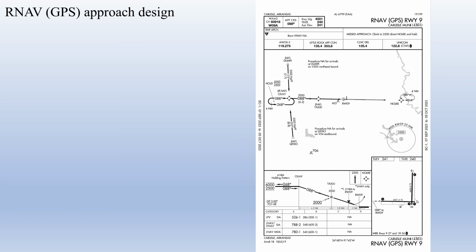There are also approaches that are designed in a similar manner to the T-shaped approaches, but are not exactly the same, with initial approach fixes or feeder fixes placed in a slightly different location based on the local airspace. With these types of approaches, it's important to read all the notes on the chart to make sure you understand and comply with any limitations and instructions on the procedure.